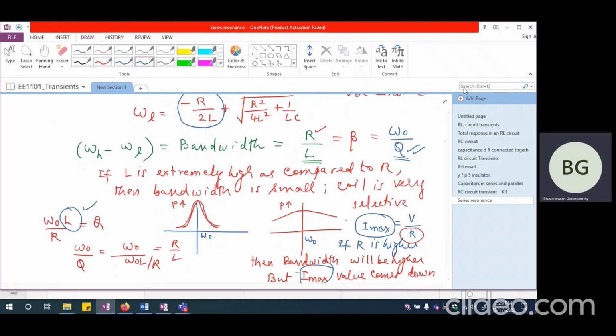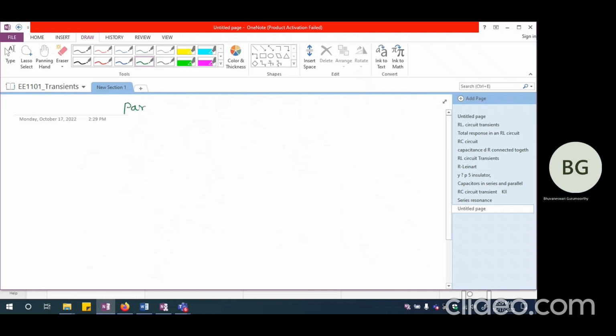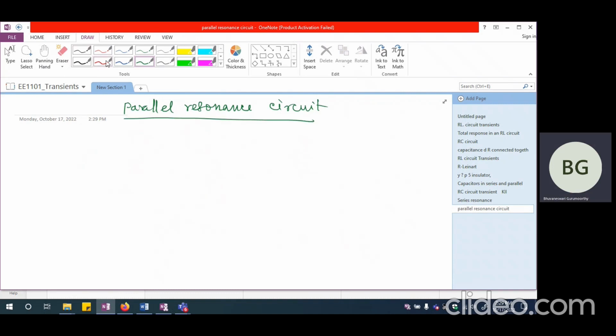Now quickly we will take a look at the parallel resonance circuit. So in the parallel resonance circuit, what we are looking at is R, L, and C, all of them connected in parallel with each other, and they may be excited with the help of a current source. So I may have a current source here, an AC current source, which is at variable frequency.